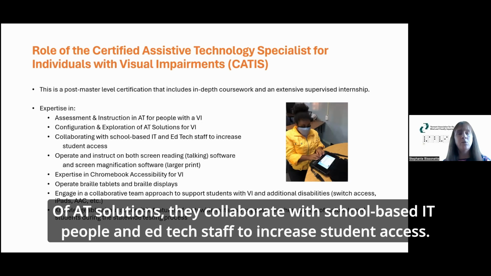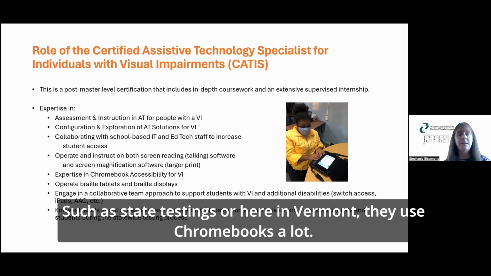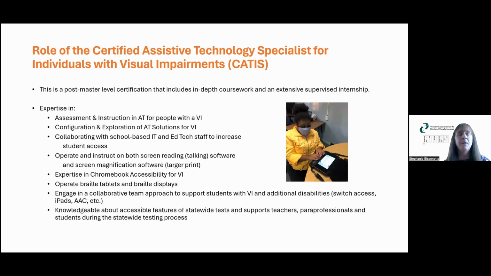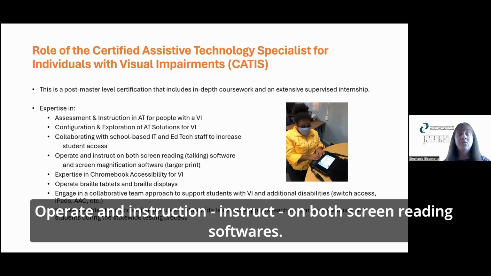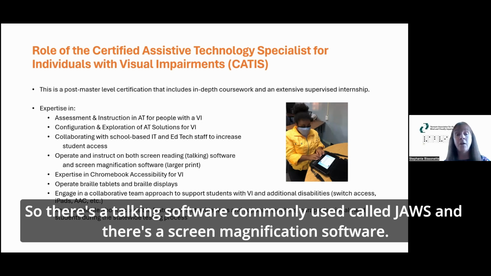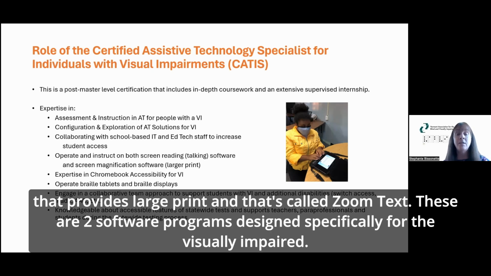They collaborate with school-based IT people and ed tech staff to increase student access, such as state testing, or here in Vermont, they use Chromebooks a lot. Operate and instruct on both screen reading software. So there's a talking software commonly used called JAWS, and there's a screen magnification software that provides large print, and that's called ZoomText. These are two software programs designed specifically for the visually impaired.